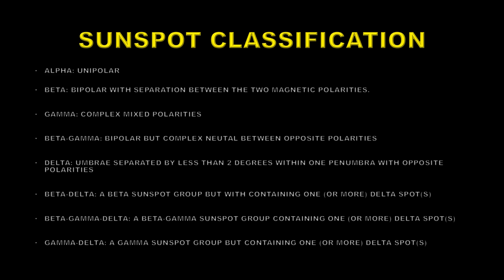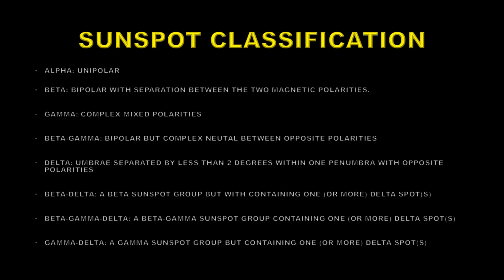A beta gamma is a bipolar region, i.e. it has both polarities, but has a very, very complicated neutral line between the two polarities. Often you could draw several different neutral lines. This is usually a sign of the possibility of having a flaring region. A delta region is when there are two umbrae, i.e. dark areas, in the same penumbra, that's that grey area around it, but they're of opposite polarities and not very far separated. This again is an invitation for large flares.